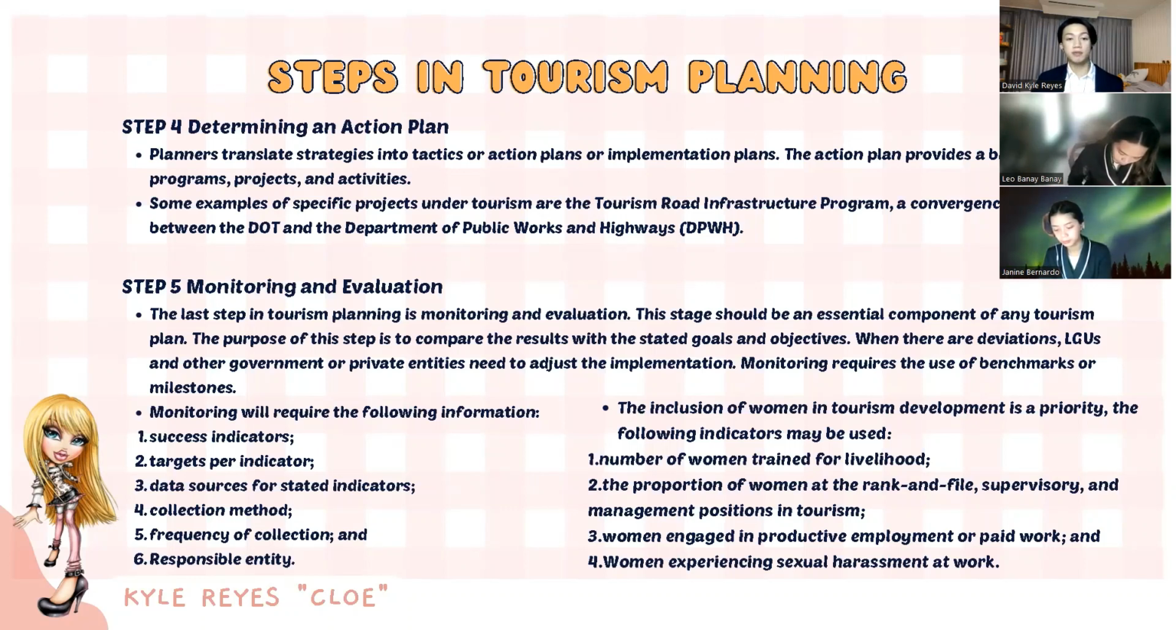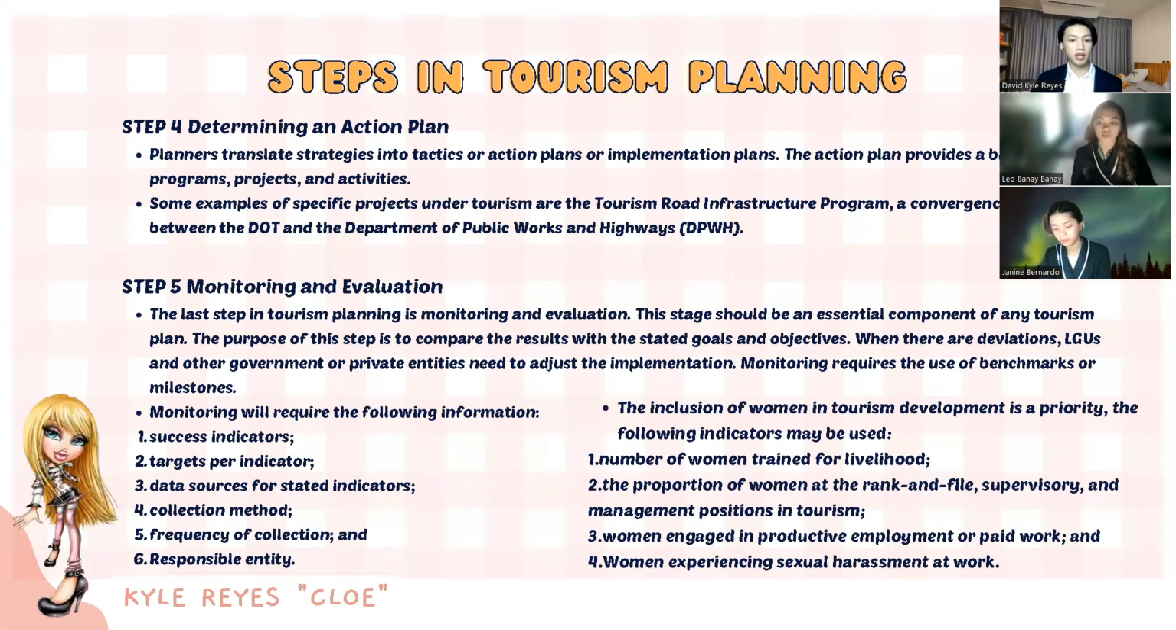Some examples of specific projects under tourism are the Tourism Road Infrastructure Program, a convergence program between the DOT and the Department of Public Works and Highways, or the DPWH. It aims to make priority tourism sites accessible through the construction of roads to such sites. It also benefits local communities and tends to reduce the incidence of insurgency in those areas. Another is Accreditation on Wheels, a project that brings the DOT offices to tourism establishments that need to be accredited by the DOT.